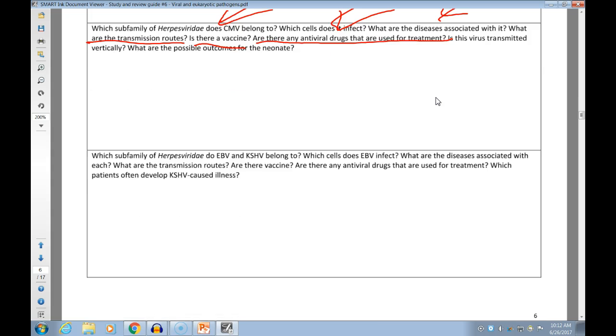EBV and KSHV, gamma herpes viruses. B cells and epithelial cells. Disease associated with each: KSHV, Kaposi sarcoma. EBV, infectious mononucleosis, nasopharyngeal carcinoma, or Burkitt's lymphoma. There's no vaccine. Drugs, we know. Which patients often develop KSHV-caused illness? AIDS patients.